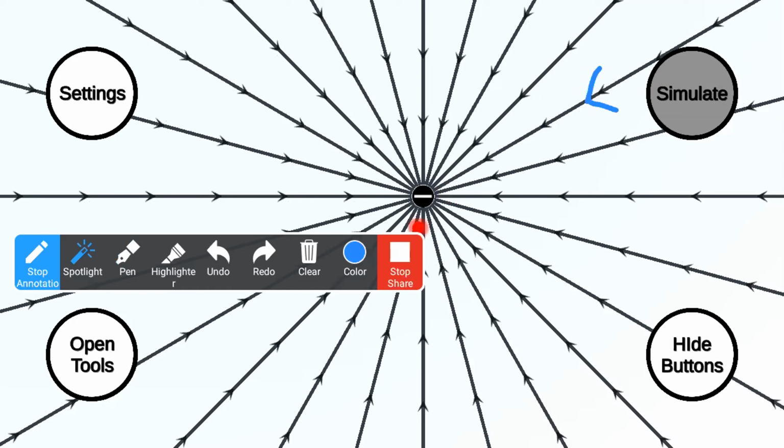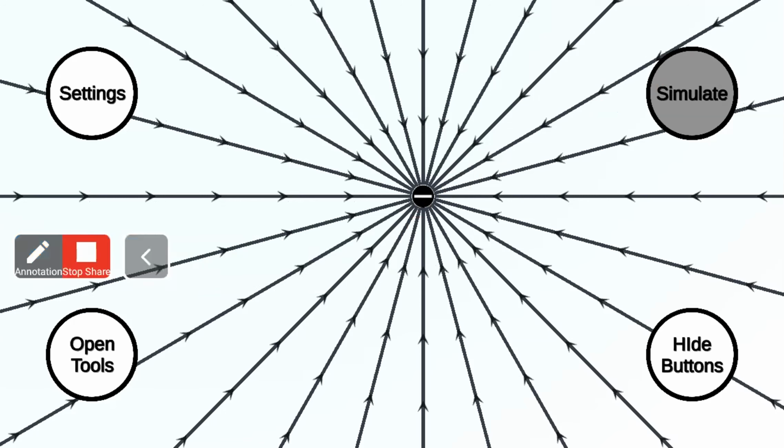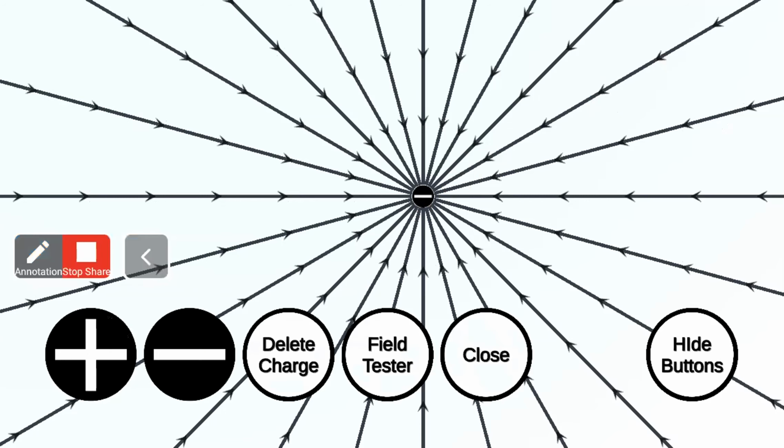Okay, now you have seen the effect of a negative charge. Now what I'm going to do, I will put both a positive charge and a negative charge. Let's see what's happening. Okay, anyway, I will reset this.